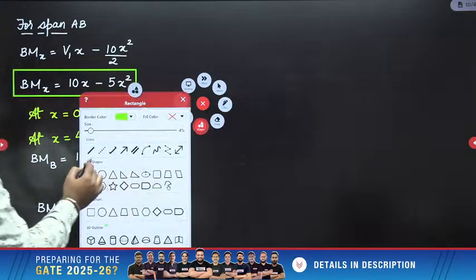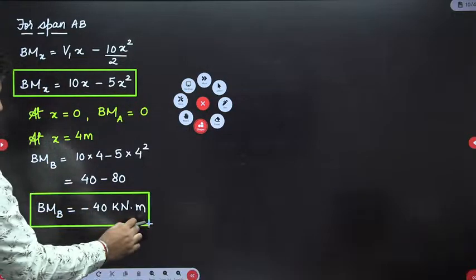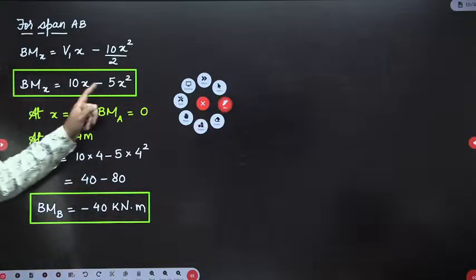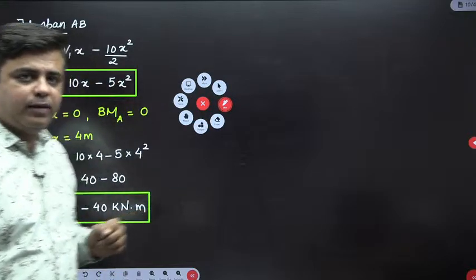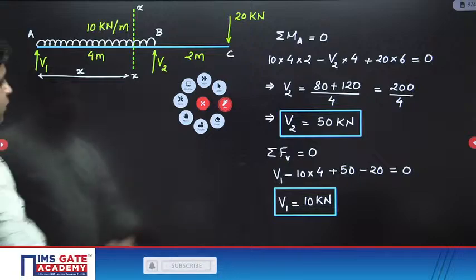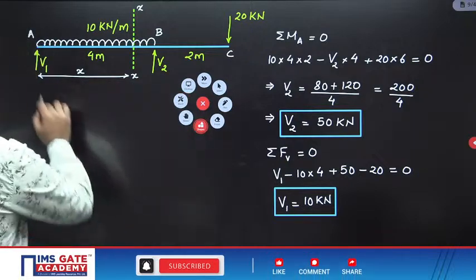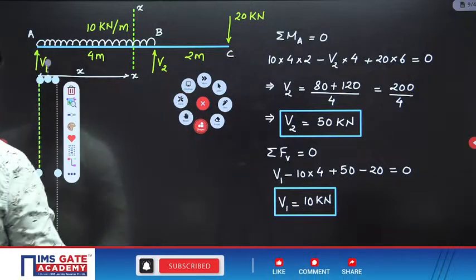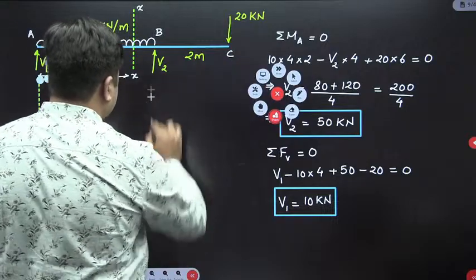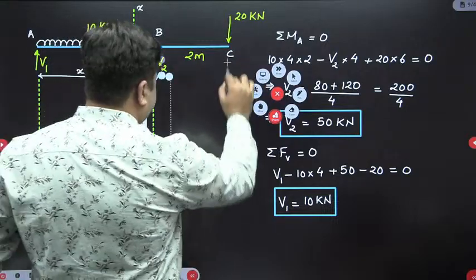And from A to B, the variation of bending moment diagram is parabolic and it is a downward opening parabola. Just check this out. This is a downward opening parabola like this.